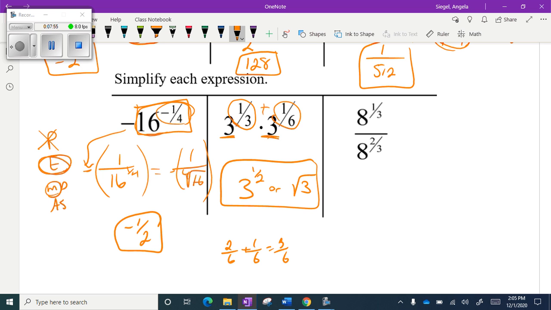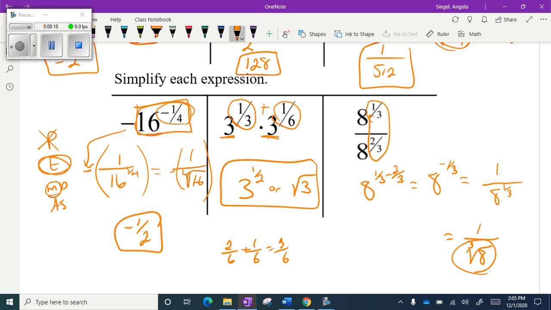Okay, something else that we learned is that when you're dividing, you subtract the exponents. So really I have 8 to the 1/3 minus 2/3 power, which is going to give me 8 to the -1/3 power. And so that is the same thing as 1 over 8 to the 1/3 power, which is the same thing as the cube root of 8. And I can take the cube root of 8, that is 2. After all that, my final answer is 1/2.